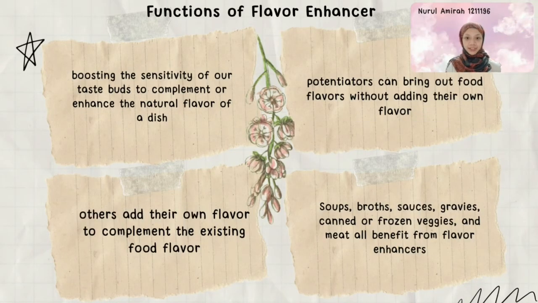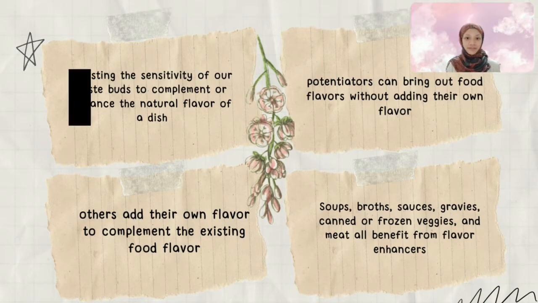Next is the function of flavor enhancers. Flavor enhancers work by boosting the sensitivity of our taste buds to complement or enhance the natural flavor of a dish. Some flavor enhancers such as potentiators can bring out food flavors without adding their own flavor, while others add their own flavor to complement the existing food flavor. Soups, broth, sauces, gravies, canned or frozen veggies, and meat all benefit from flavor enhancers.